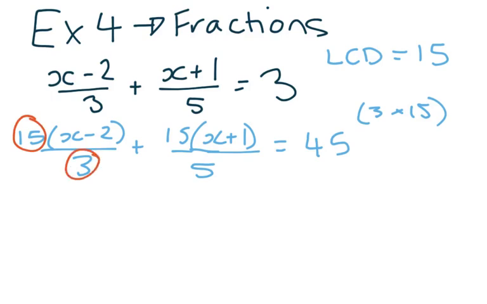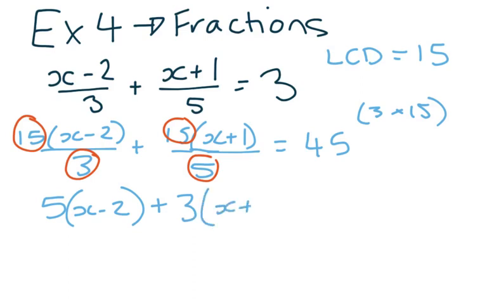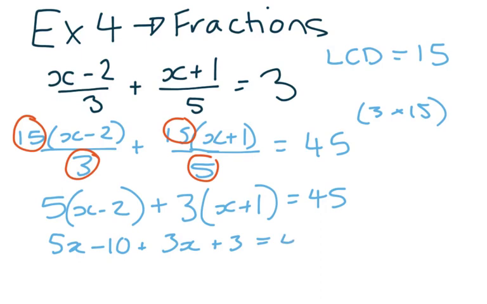So 15 divided by 3, that gets rid of those things, and we can cancel it down to 5. So we've got 5 brackets x take 2 plus these two things here, the 15 and the 5, they can cancel to 3, like so. And then we've got back to basically an ordinary equation where we need to expand first. So 5x take 10 plus 3x plus 3 equals 45.